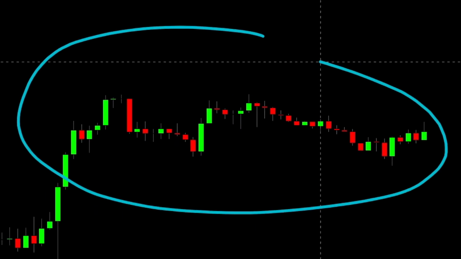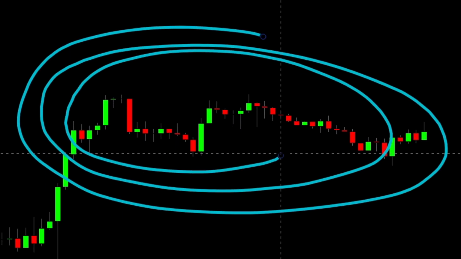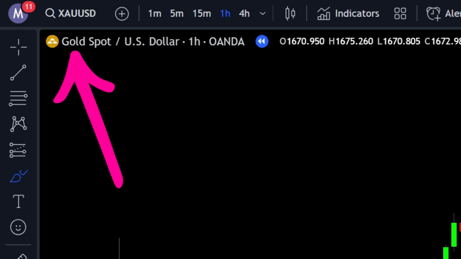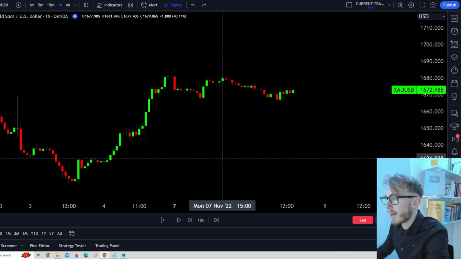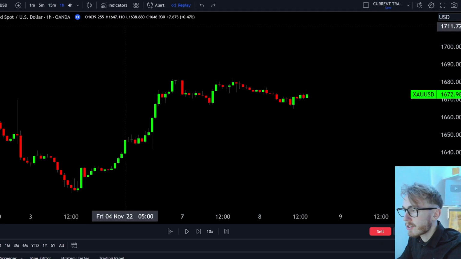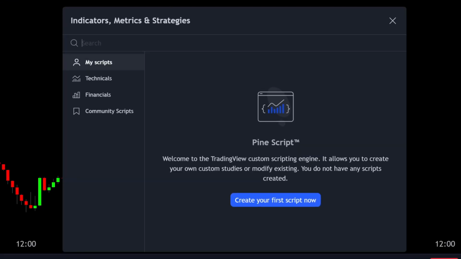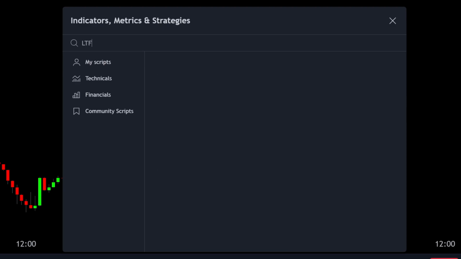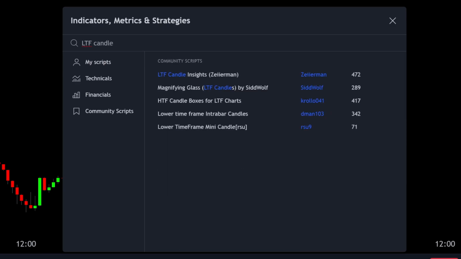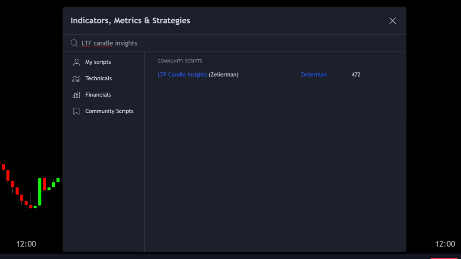So first of all, we want to open up a clean chart in TradingView. Right now, I'm looking at gold on the 1 hour time frame. Now let's go ahead and open up the indicators. So we go up here to the indicators tab. And what we want to search for here is LTF Candle Insights. The indicator we want to open is LTF Candle Insights by Sireman.